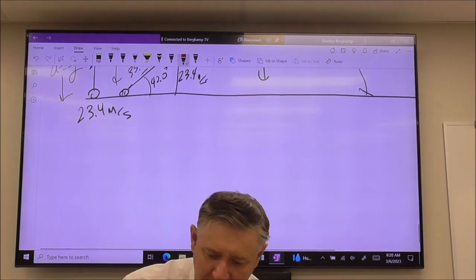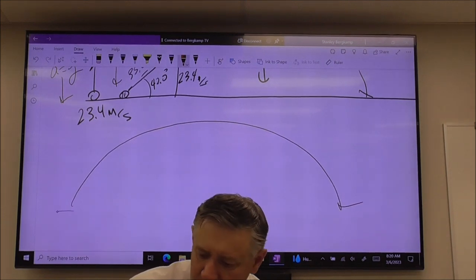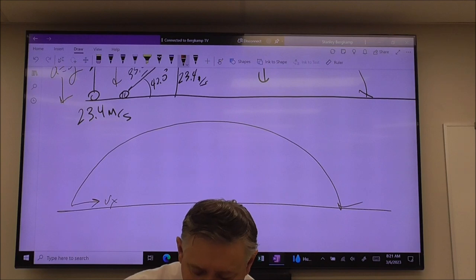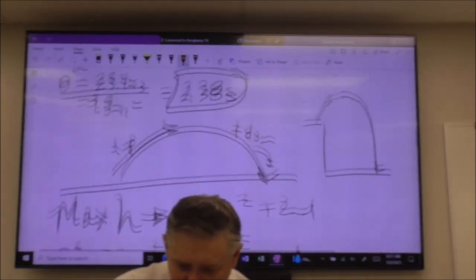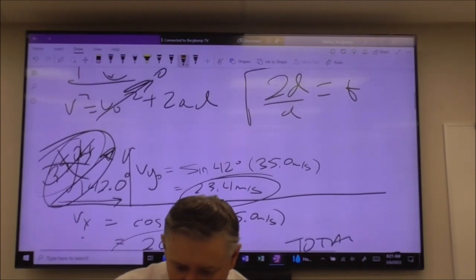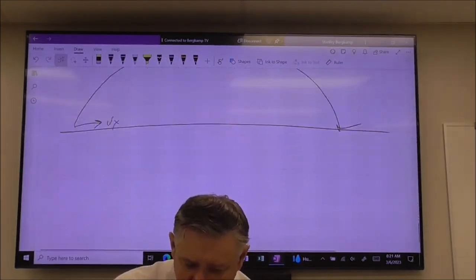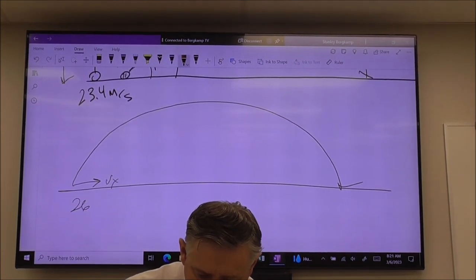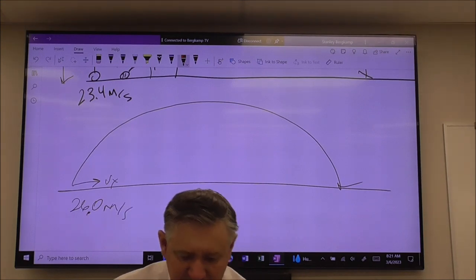And I'm going to draw the golf ball one separately. Okay? So when it takes off, it's going to have some horizontal velocity, which we said was, what was that Vx component? Way, way back up here. 26 meters per second. Okay? So it's going to have a horizontal velocity of 26 meters per second.